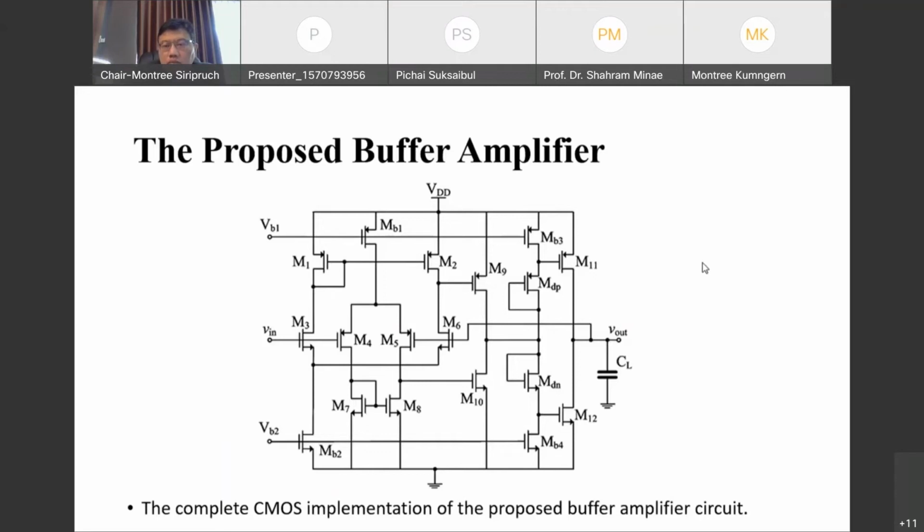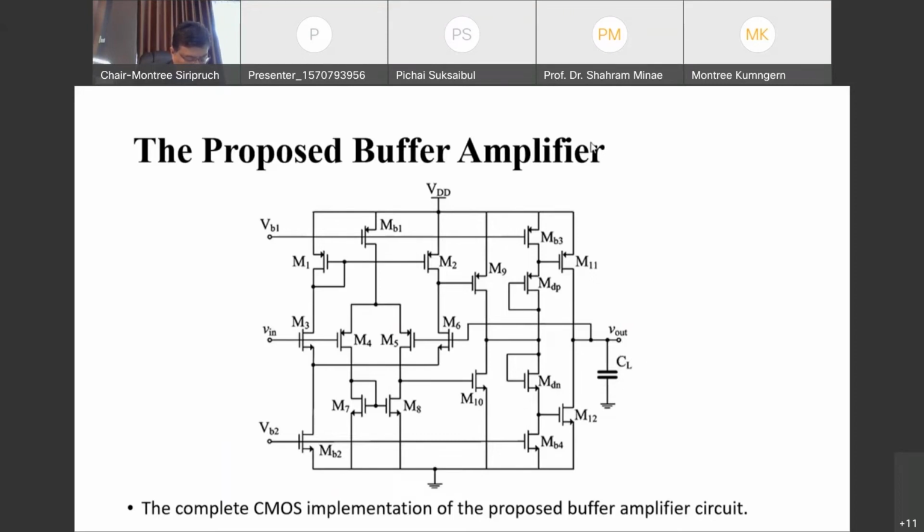MDP and MDN are the two diode-connected transistors. These two transistors are used to limit the VGS voltages of M11 and M12. We want to limit the VGS voltages of M11 and M12 in order to reduce the power consumption, to reduce the static power consumption. By the way, CL is used to model the loads of RGB LEDs.